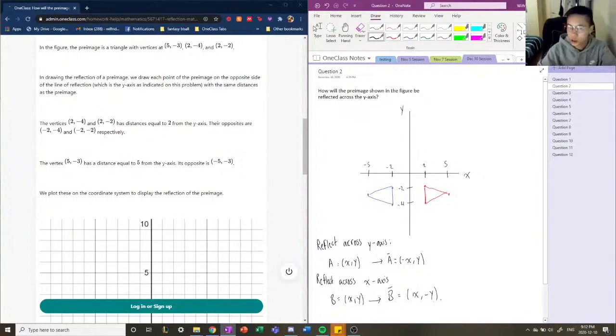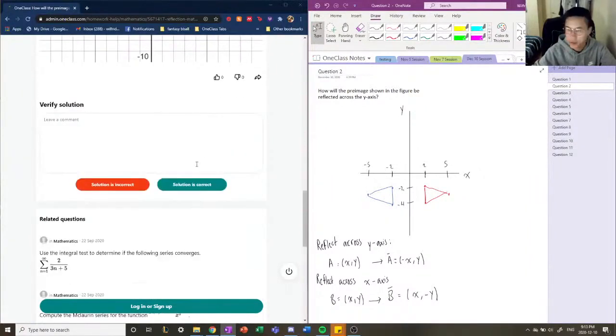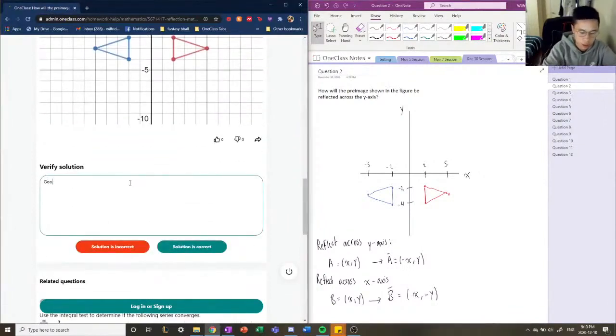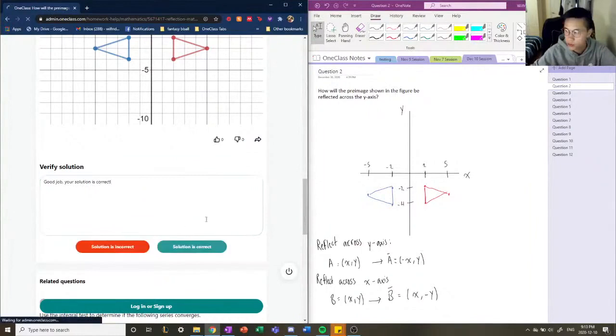Okay, so this formula gets a little bit tricky when you're reflecting across a line, but I won't cover that here. But one thing to note when you're reflecting across a line, you have to be sure that all points are the same distance from the line and not from the axis itself. Okay, other than that, I have nothing else to say, and this answer is right, so good job. Your solution is correct. Cool. All right, let's move along to question number 3.